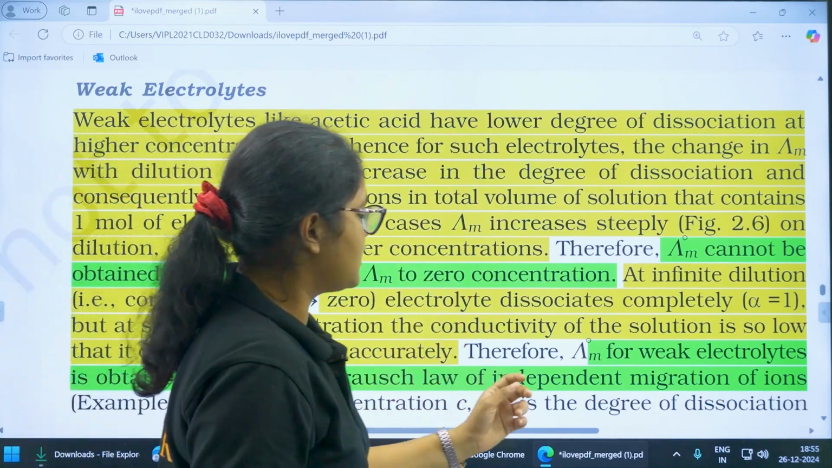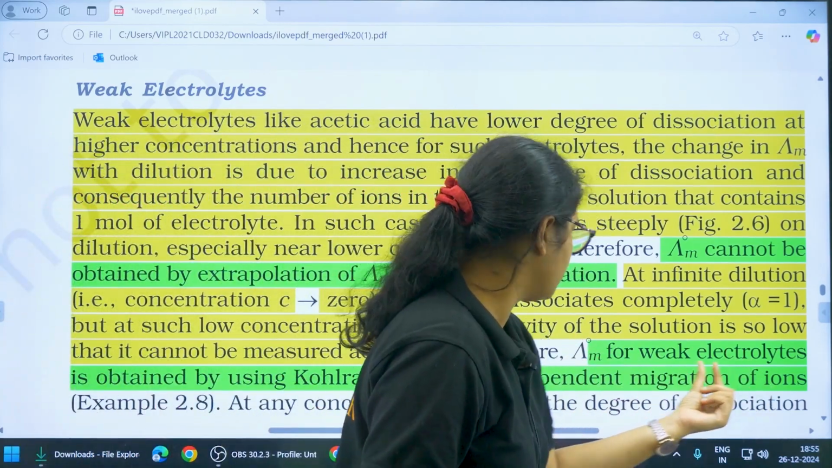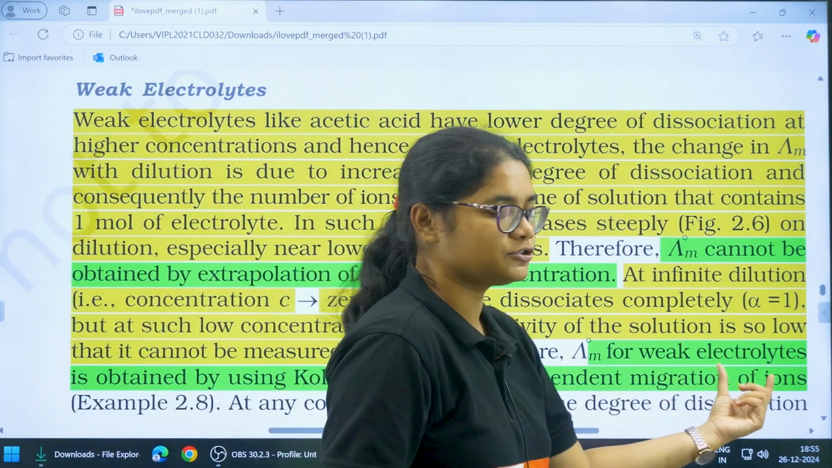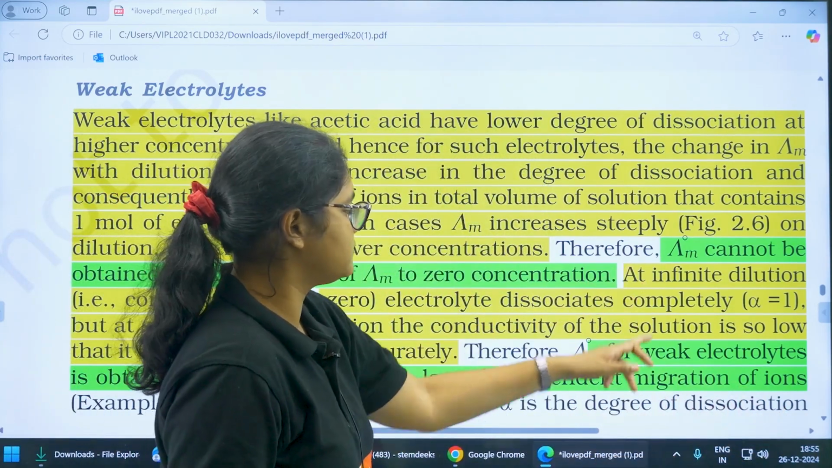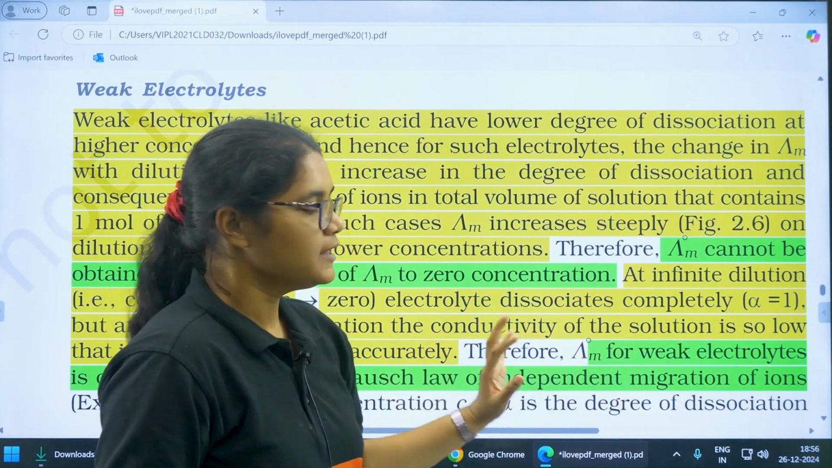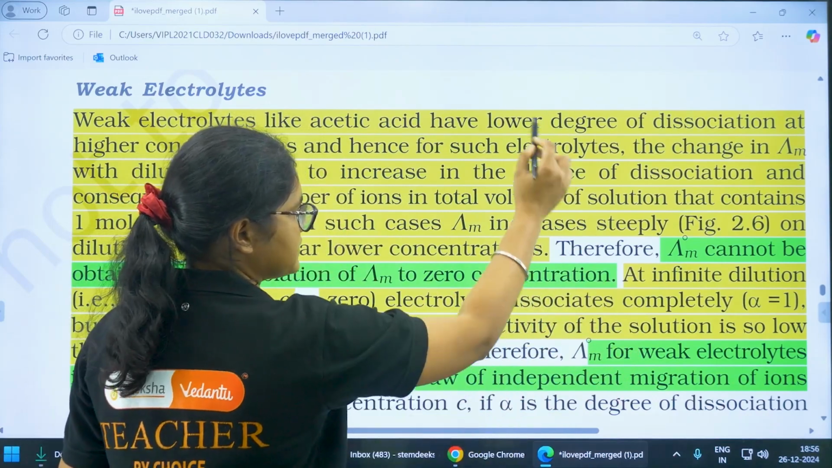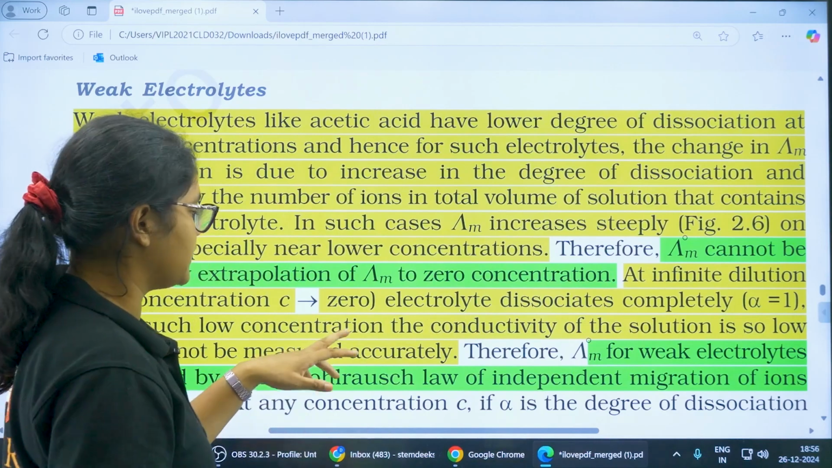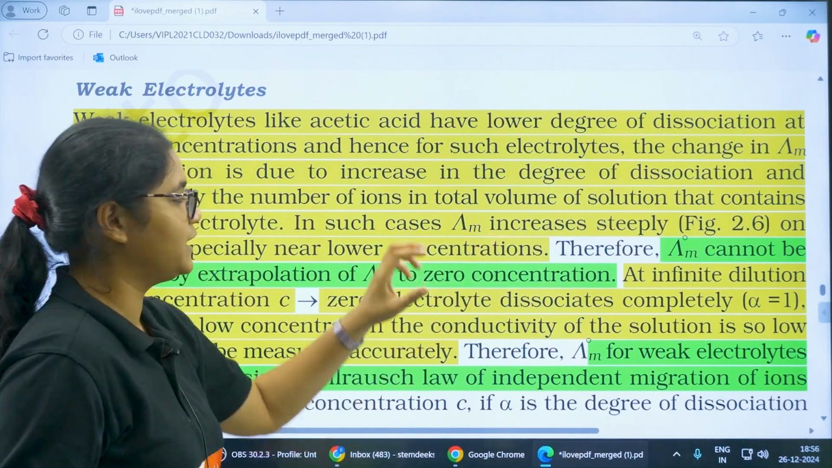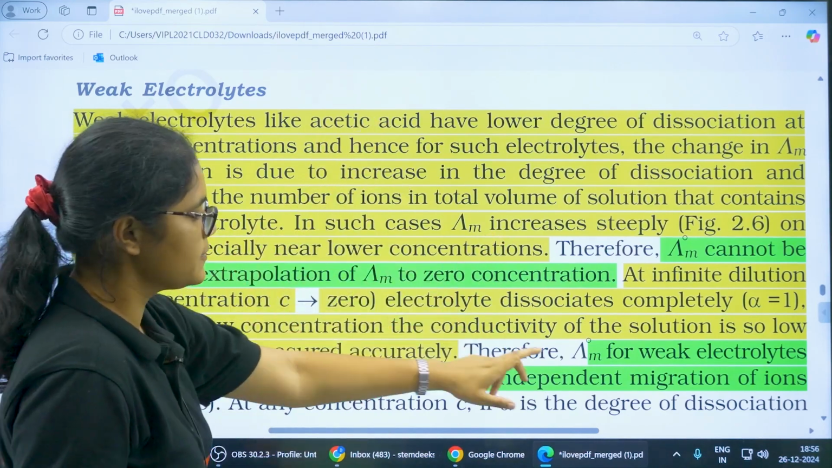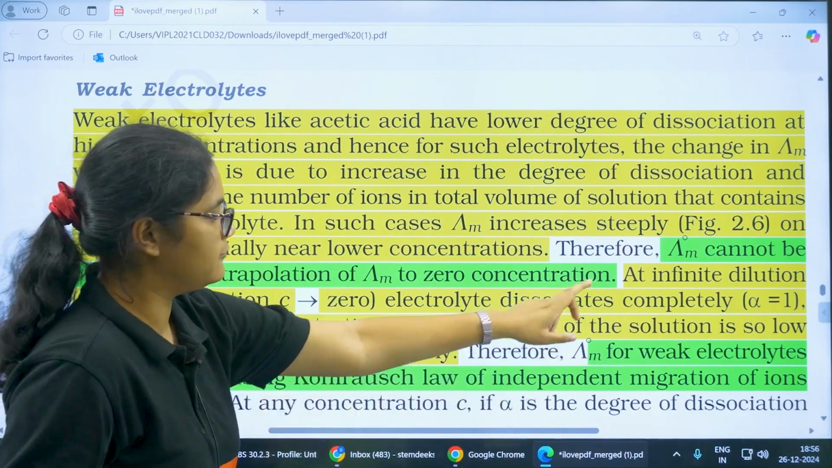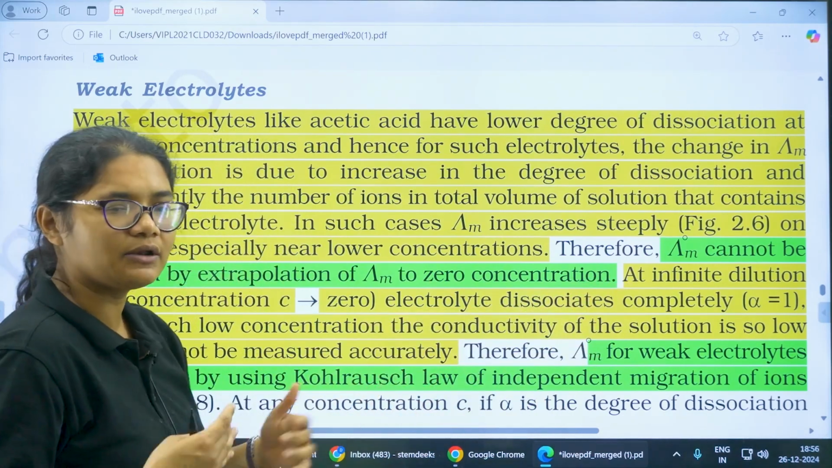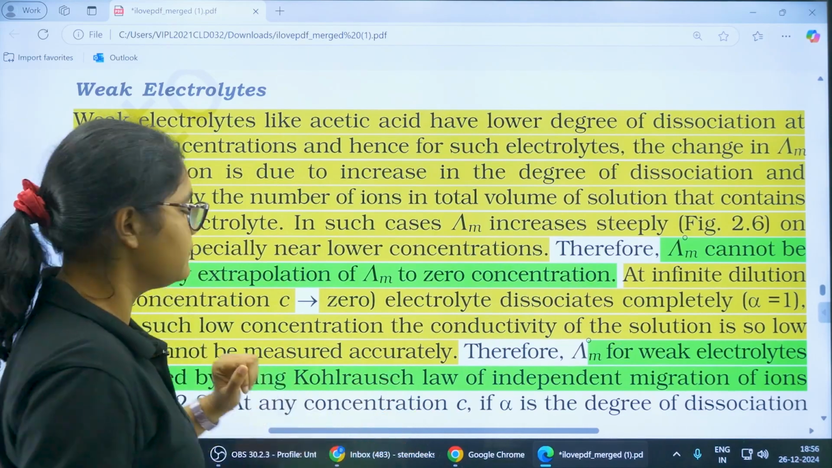Similarly, if they ask: therefore lambda naught m for weak electrolytes is obtained by using Kohlrausch law of independent migration of ions, explain. Then you have to explain these 2 points. For this particular question this is the answer, and for that particular question that is the answer. So make sure that you write this statement, explain, and then write this paragraph as an answer. Write this statement, explain, and add from here accurately, that is the answer for this one. You can frame it in your own words. Clear?